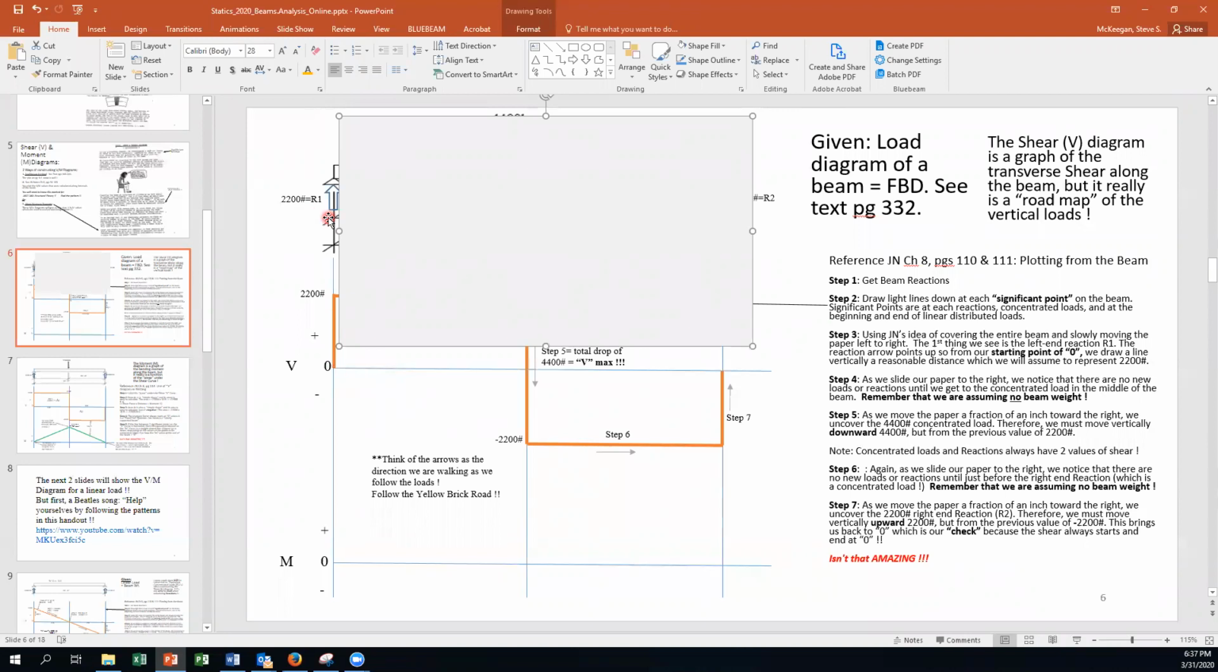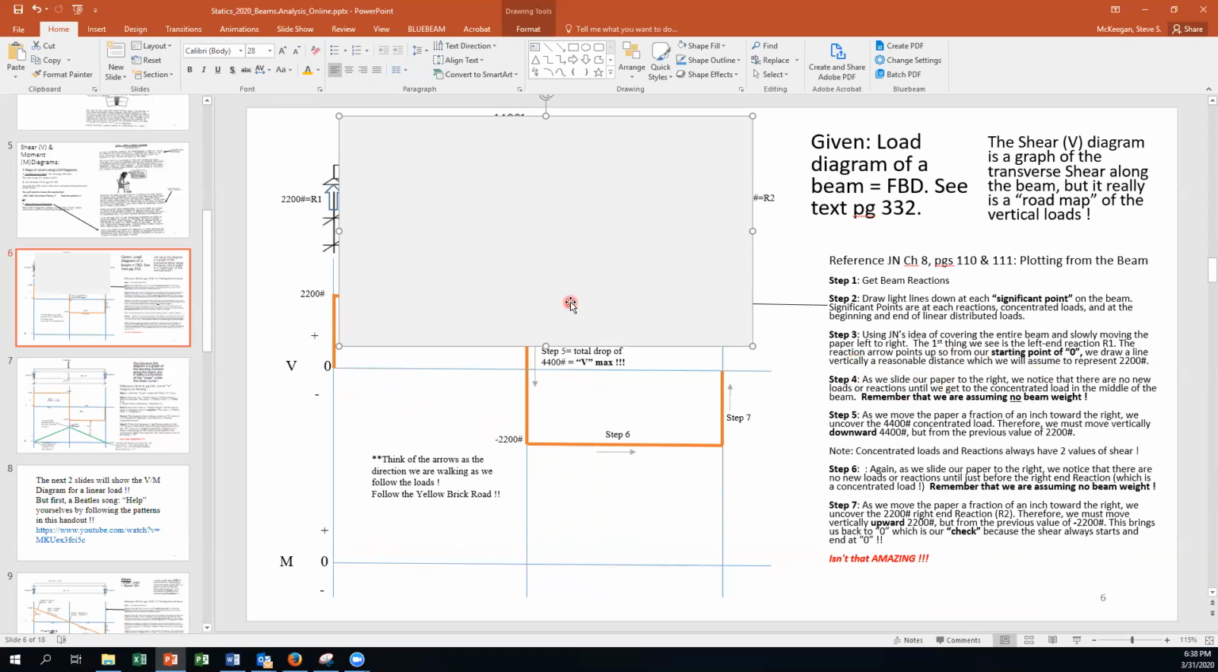For us, it's 2200. For beam number 1, for the homework, it's 3360. And don't worry about the scale. Try to get the scale as best you can on the shear diagram. Okay? Does that make sense or not? Yes. Okay. So the first thing we see, we talked about the left end reaction. The reaction arrow points up. So from our starting point of 0, we draw that line vertically, a reasonable distance, which we'll assume to represent the reaction.